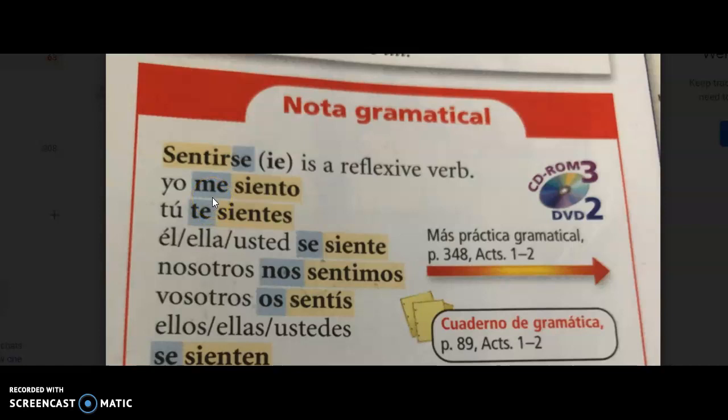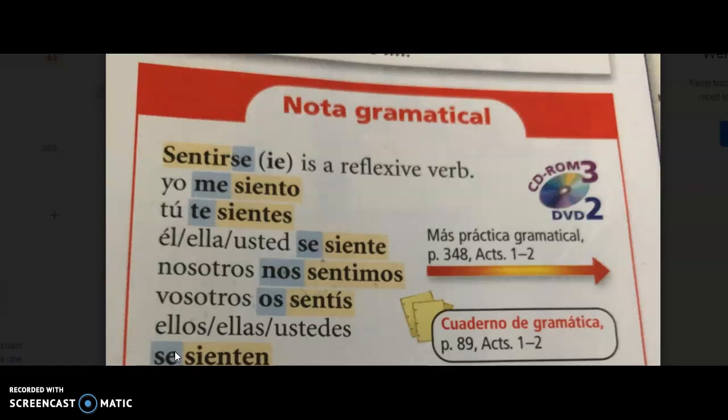I think we've had the reflexive pronoun list before, but I'm going to go over that for you again. So we have me for the yo forms, te for tú, you informal, and then él, ella, usted, so he, she, and you would have se. And then for the nosotros, you would have nos. There's your vosotros form. And then for the ellos, ellas, ustedes, you have se again. Notice that the third person ones are the same. They're both just se. Okay.